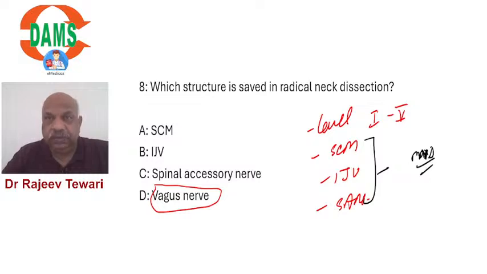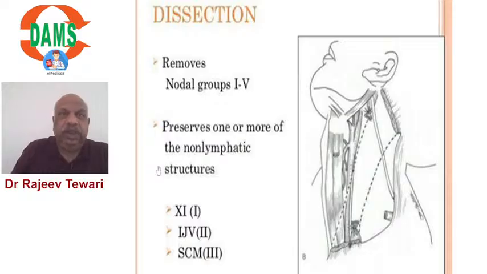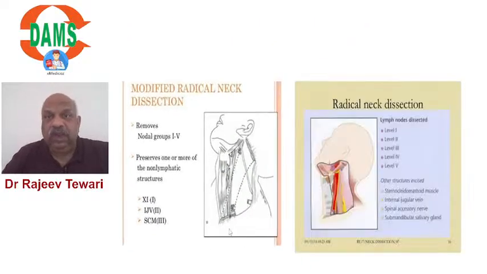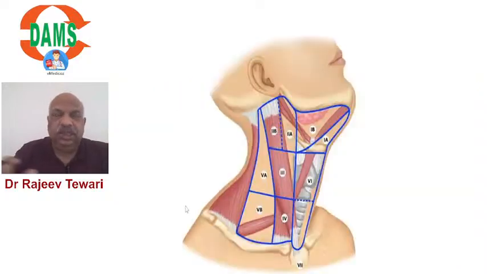Modified neck dissection. So, in radical neck dissection, we remove level 1 to 5, internal jugular vein, spinal accessory nerve, and sternocleidomastoid. If I preserve the nerve, this is 1. If I preserve the vein, 2, and sternocleidomastoid 3. While in radical you remove all, in modified, you preserve any one of them. And these are the levels of lymph nodes which you need to know.